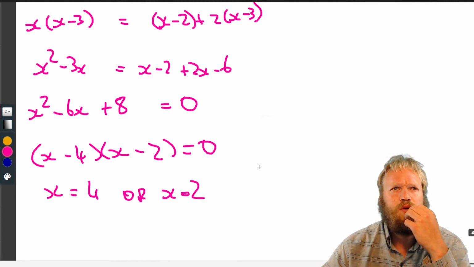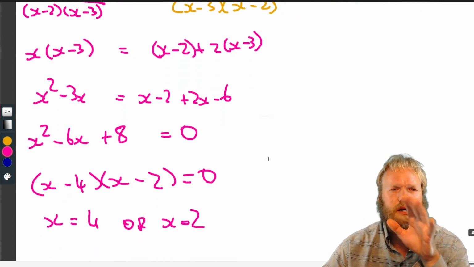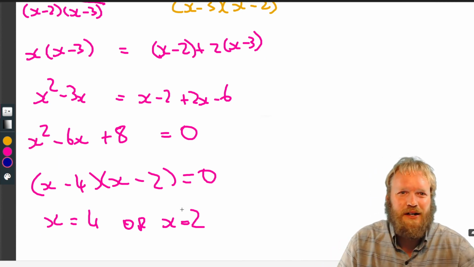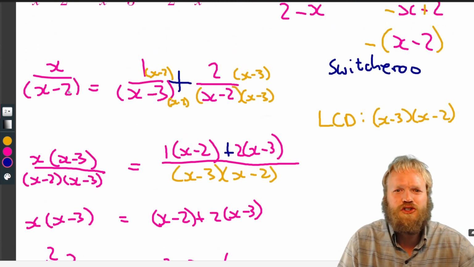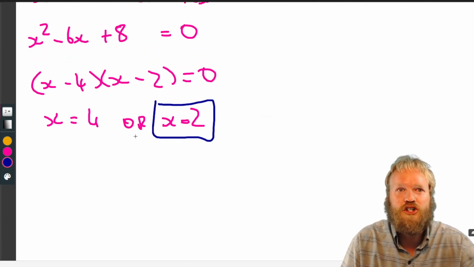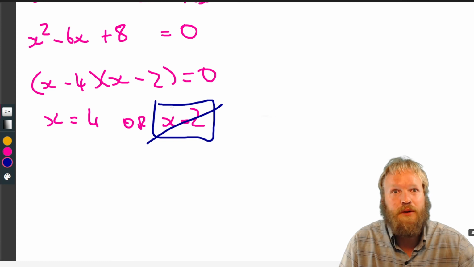Now, one of those solutions is not valid. Which one and why? Well, look at this one here. x equals 2. What happens if we put 2 in? What's 2 minus 2? 0. Can you divide by 0? No. So therefore, we show that this was an answer and we cross it out. So we say there were 2 solutions, but one of them's not valid.